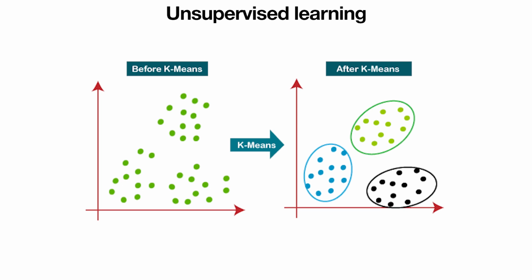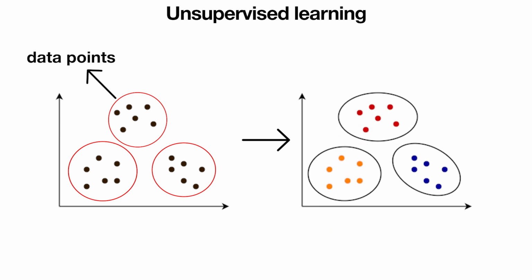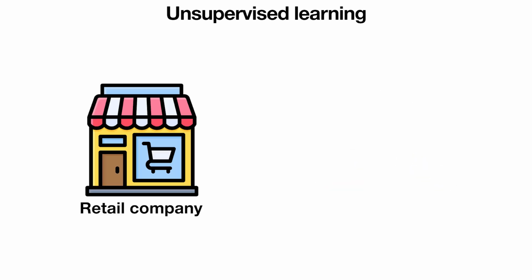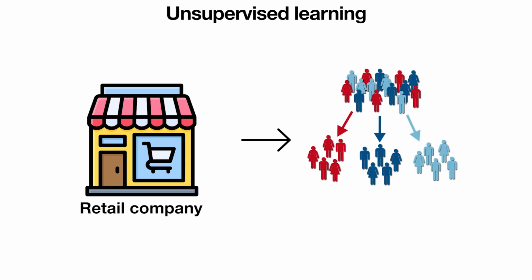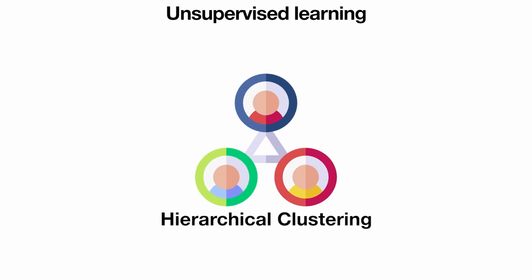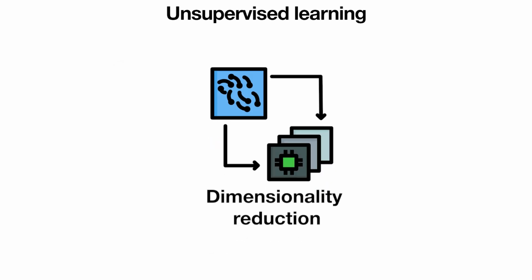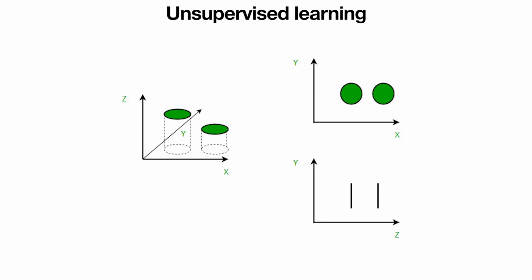The most famous algorithm here is k-means. It assigns data points to clusters by minimizing the distance to each cluster's center. For example, a retail company might cluster customers into distinct groups based on shopping habits. Think loyal buyers, discount seekers, seasonal shoppers. Another option is hierarchical clustering, which builds a tree of clusters showing how data points relate at different levels of similarity. Then the second one is dimensionality reduction, which is about simplifying complex data.